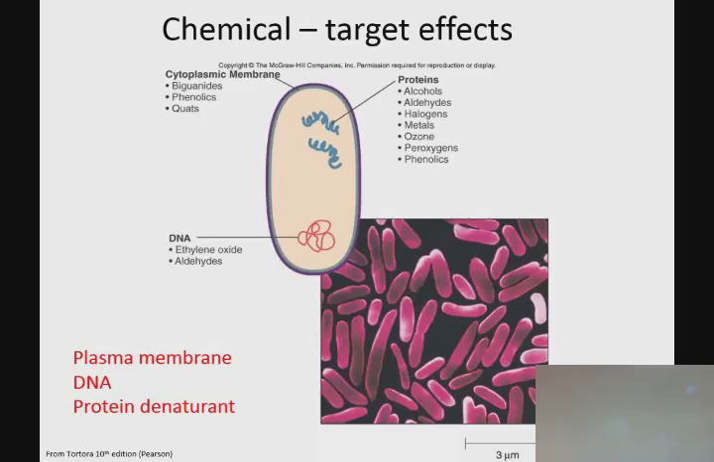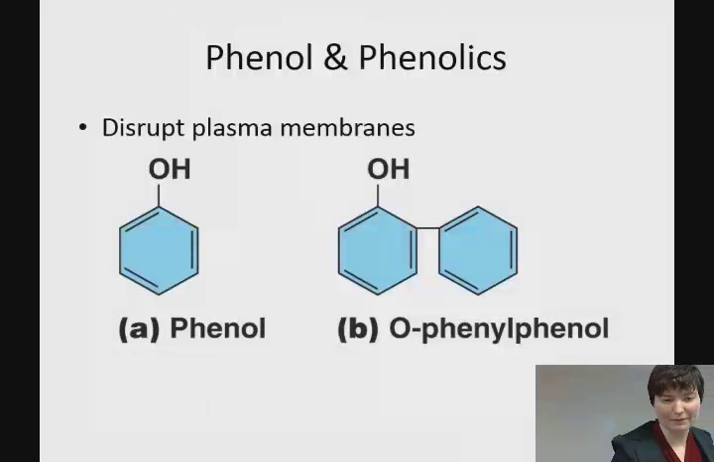Protein denaturation can be done by alcohol or aldehydes, halogens, metals, ozone, peroxygens, and phenolics. We will talk about some of those, not all of them. DNA is affected by ethylene oxide, a very effective killing agent, and aldehydes as well. Now, one thing you'll notice is that these three different components of the cell are not all affected. Like if you take something like phenolics, it only does two of these things and not the third one. Something like ethylene oxide only does one and not all three. So different chemicals have different subsets of effects, but the three main targets are all vitally important for the survival of a microbe.